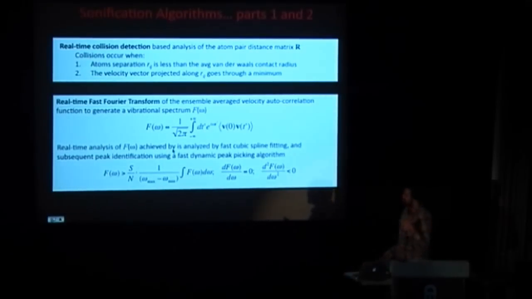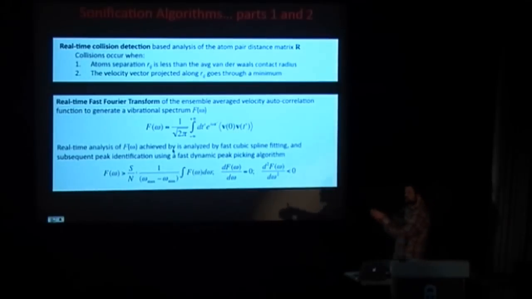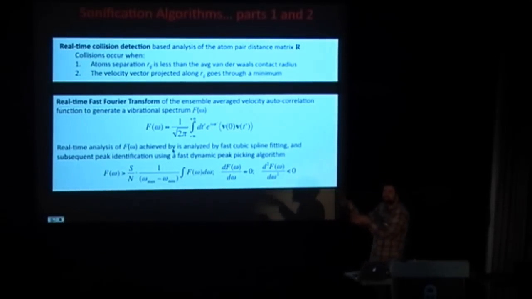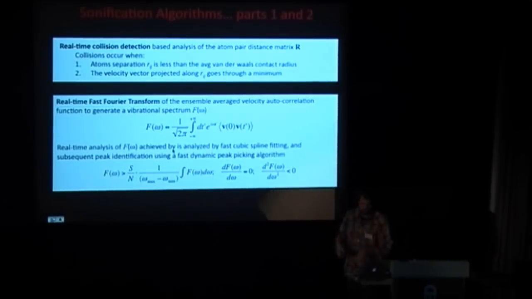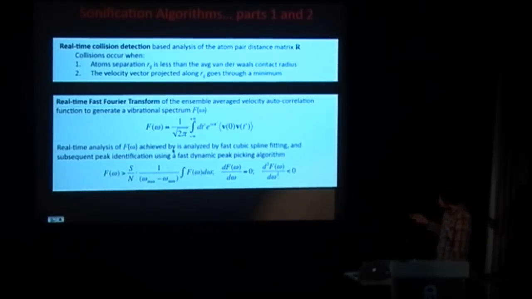The other thing we do is we have a bunch of sonic tricks, okay? In real time, we analyze collisions of the particles, so a real-time collision detection algorithm. Then we can take that data and send it to the electronic musician to sonify in whatever way they choose. It has event tags and event triggers. We also fast Fourier transform the ensemble average velocity autocorrelation function in real time.